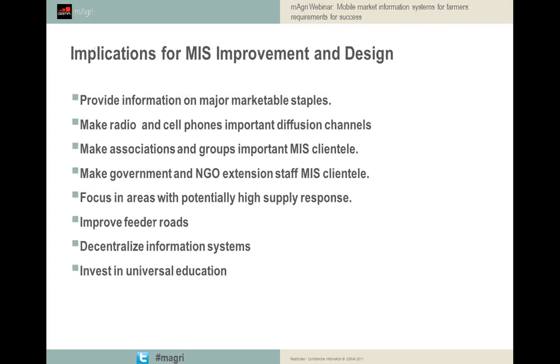So the lessons from the implications for people who like to either set up market information systems or to improve their design. That information on major marketable staples.